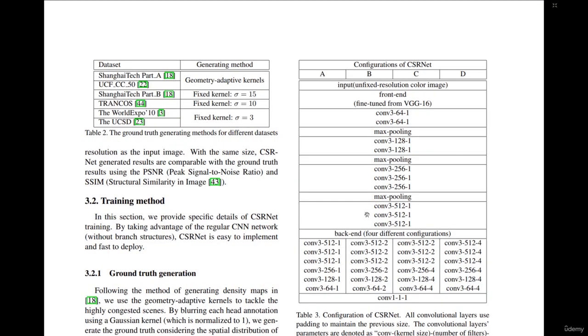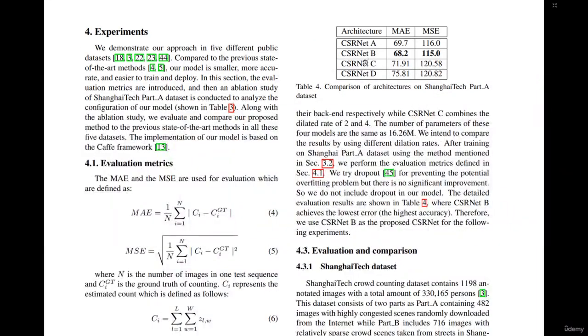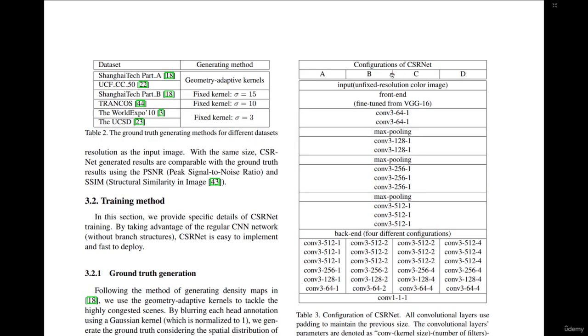Looking at this configuration right here, we have four different possibilities: A, B, C, and D. We shall later on choose B because of the results they obtained right here. This B had the least mean absolute error and mean square error. Anyway, we have these four possibilities, A, B, C, and D.